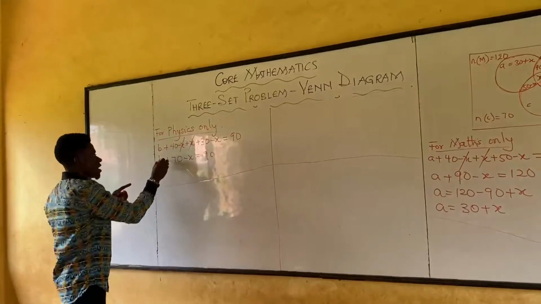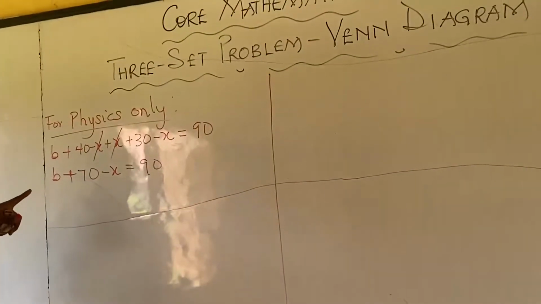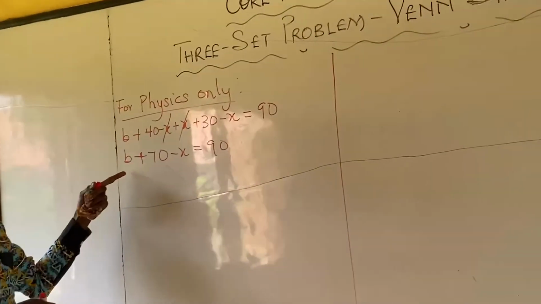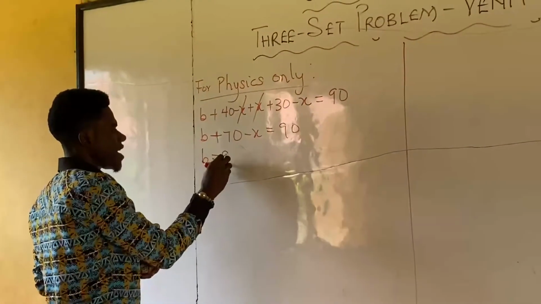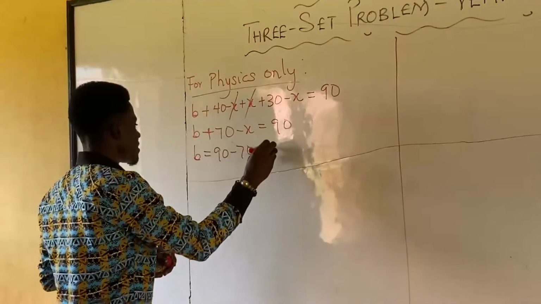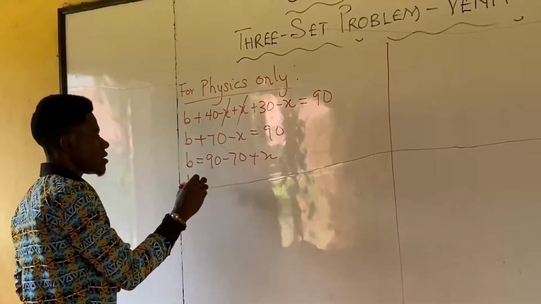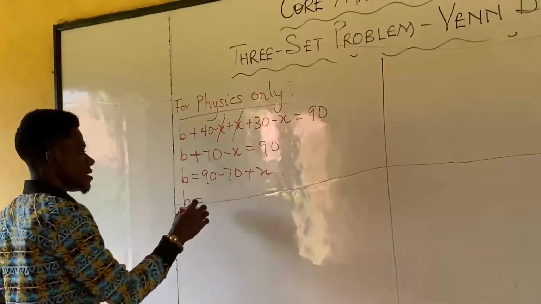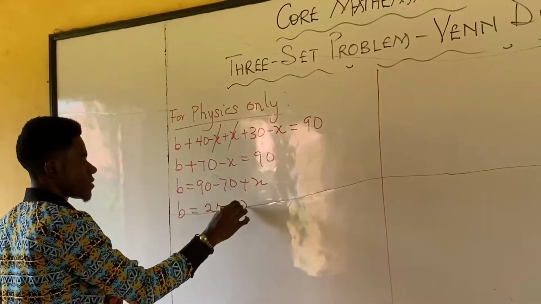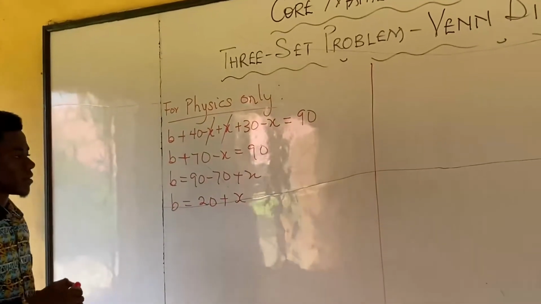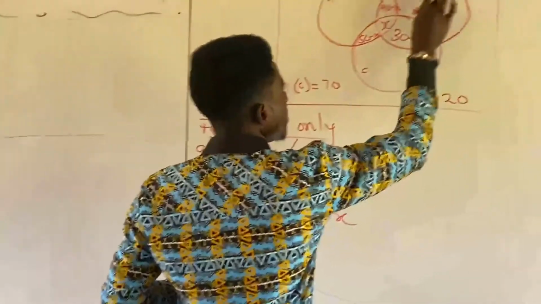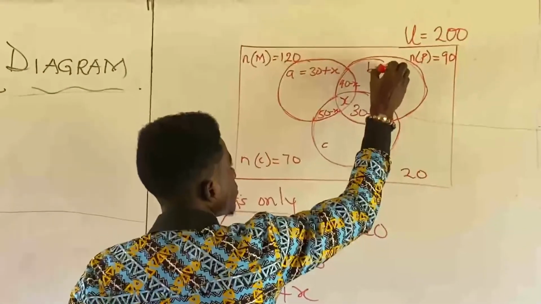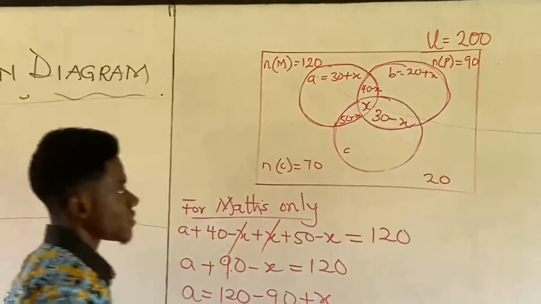And I said when you get to this step, you try to make B the subject. So B will be equal to 90 minus 70 plus x. So B, 90 minus 70 will give you 20 plus x. So it means B is 20 plus x. Then you just write it there. B is equal to 20 plus x.